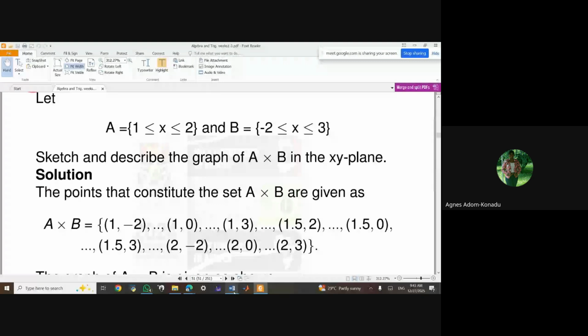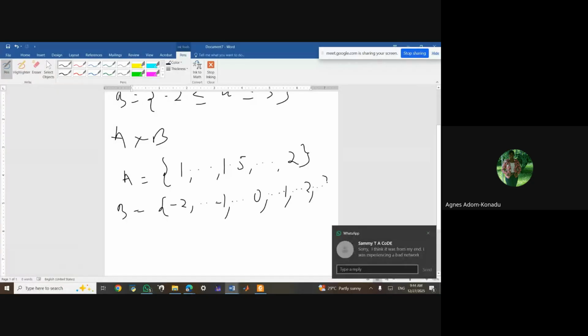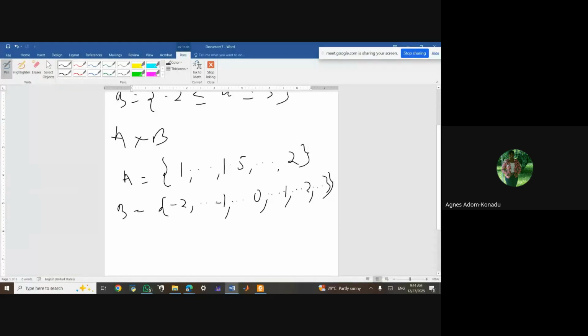So when we pick the other set, we have -2, and then we have so many points before we get to -1, so many points before we get to 0, so many points before we get to 1, so many points before we get to 2, and so many points before we get to 3.